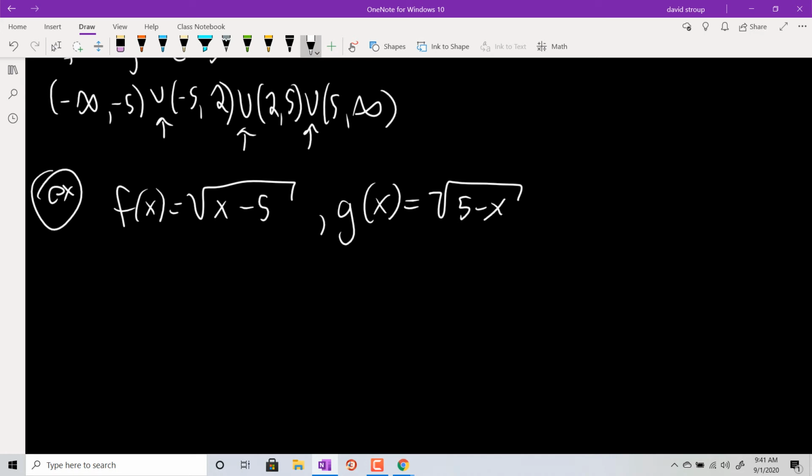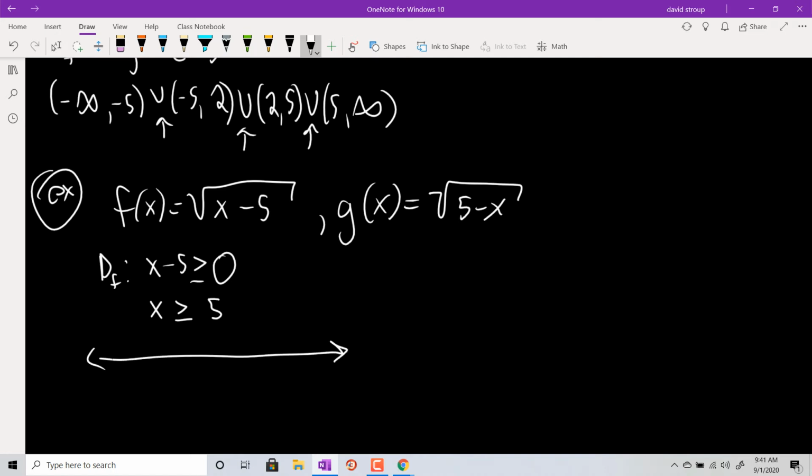So the domain of f, for that, we need to worry about x minus 5 being greater than or equal to 0. For radicals, you can't have negatives inside the root. So I need to make sure that x is greater than or equal to 5. On the number line, we can draw that. Here's 5, and I need everything greater than that.